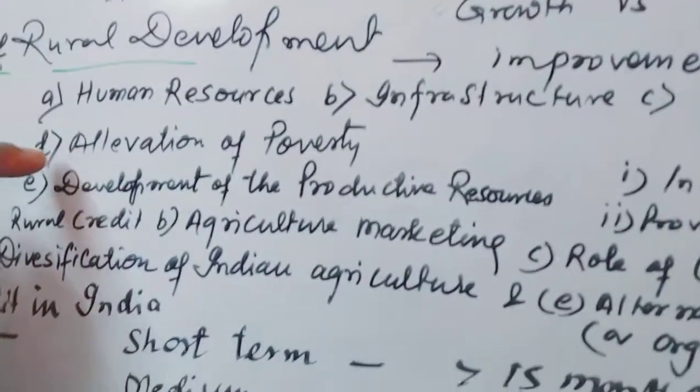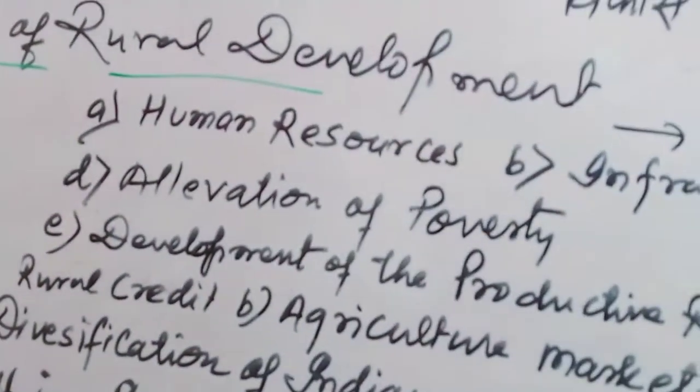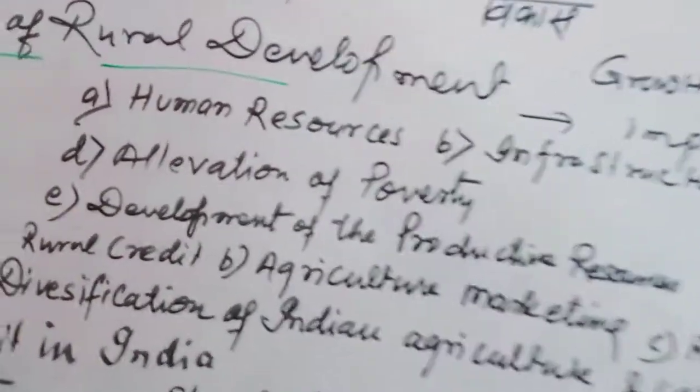Now the fourth one is the alleviation of poverty. Poverty is a very big challenge, especially for a country like India, because poor people cannot contribute more to the growth of the nation.